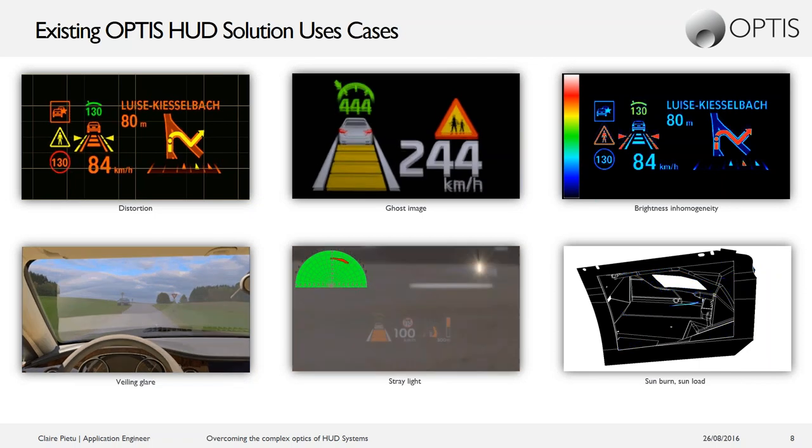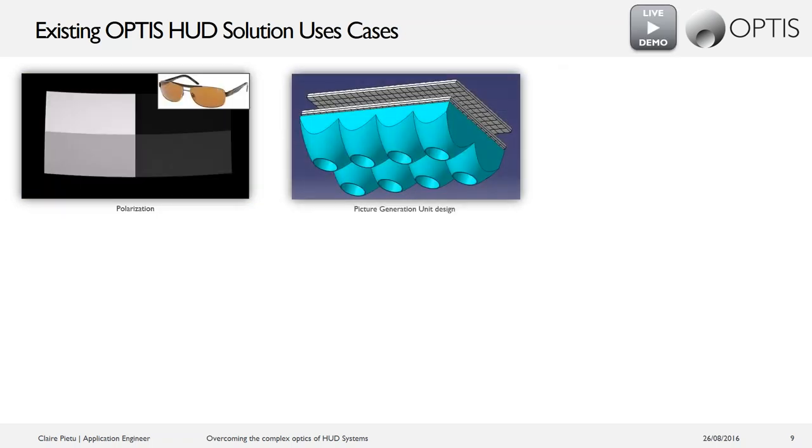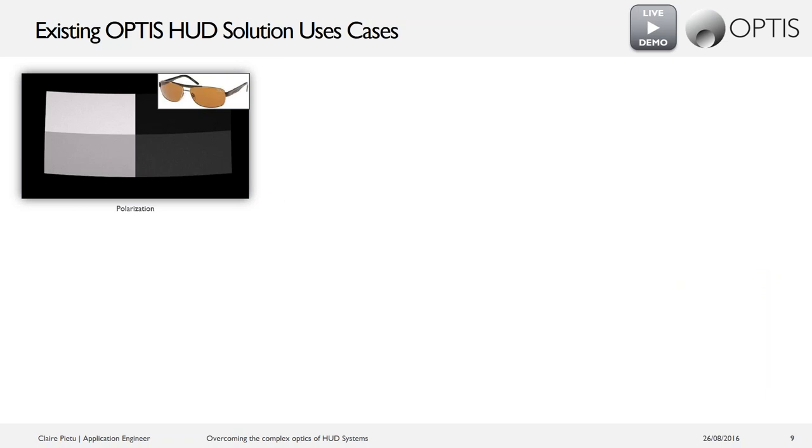In addition to these use cases, we also take into account polarization. This is very important in the case of head-up display, because the windshield works very close to the Brewster angle, which means that the light which is reflected on the windshield would be polarized. And also, of course, we have the polarization of the PGU. So that means that if you're wearing polarized sunglasses, you could be in a situation where you don't actually see your HUD.